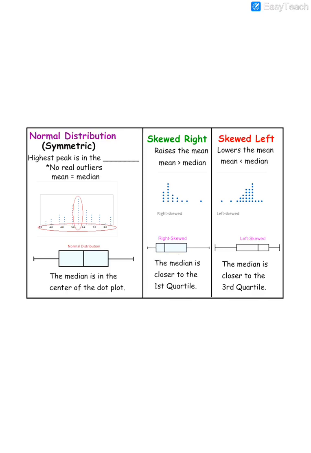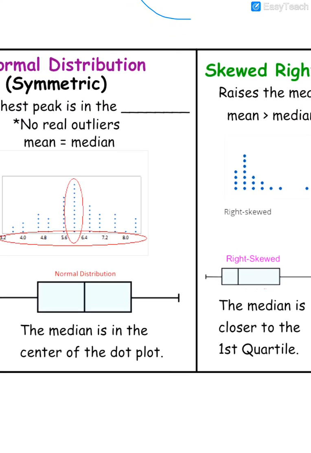Okay, this should be review, but I don't really know what you remember. So there were 4 different types of distributions that you learned about last year. One is called the normal distribution, which basically looks like a bell curve. So it has a low, a lot in the middle, and then a high. So for a dot plot, all the dots seem to be mostly in the center. There's some dots low on the left and some dots low on the right. So it says the highest peak is in the middle.